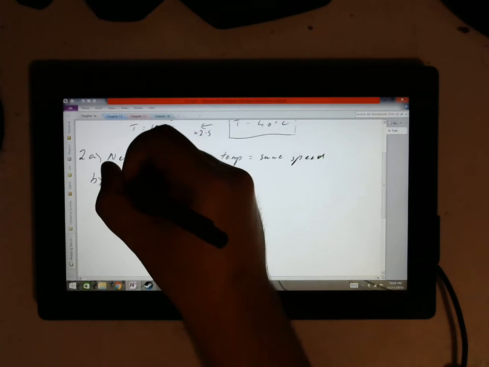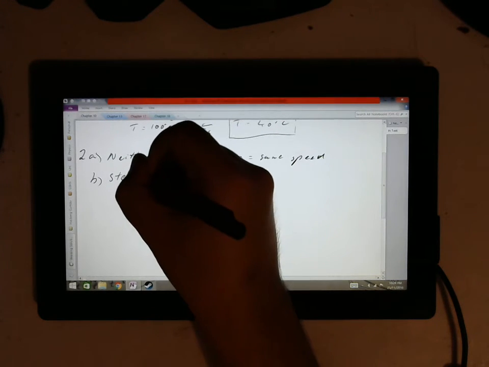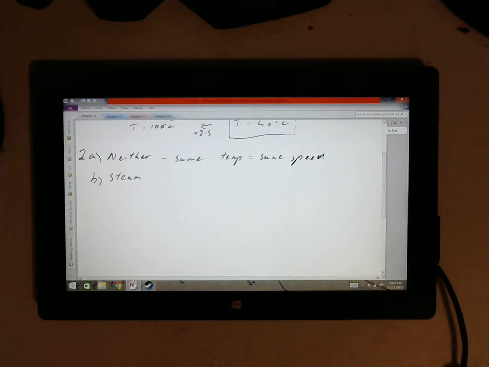Now why? Well, if you have 100 degree water, you still need to add energy into it to make it turn into steam. That energy has to go somewhere. It is stored in the new change of state. So of the two, the molecules with greater potential energy is the steam.